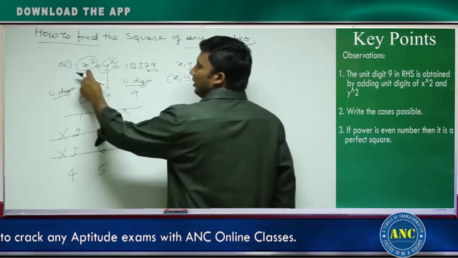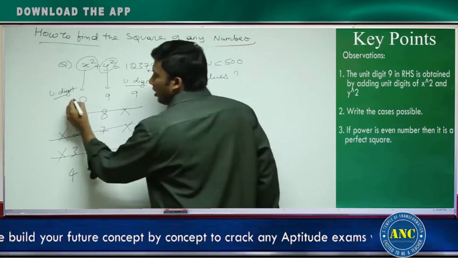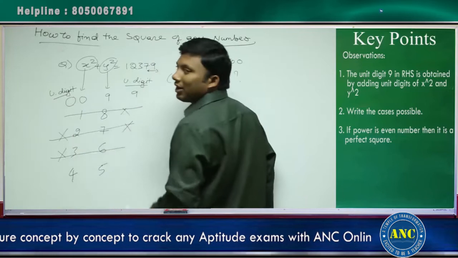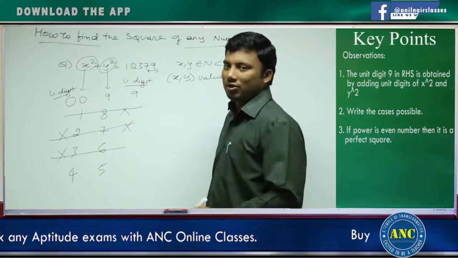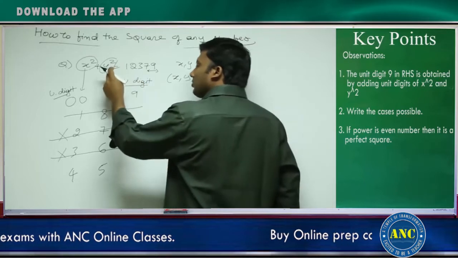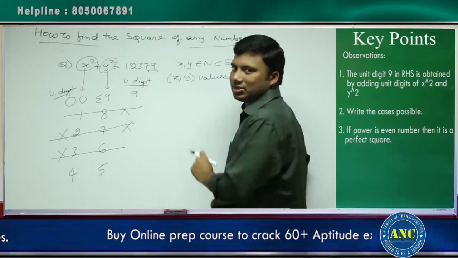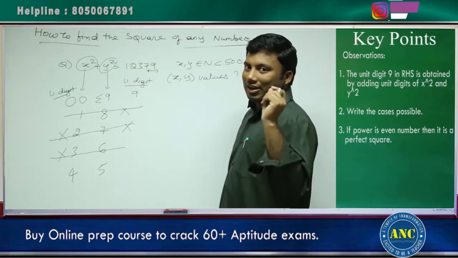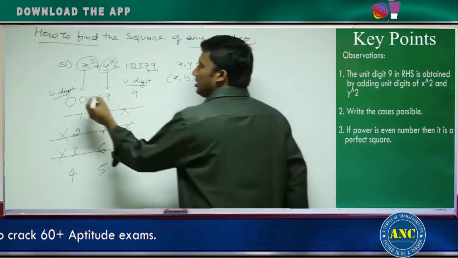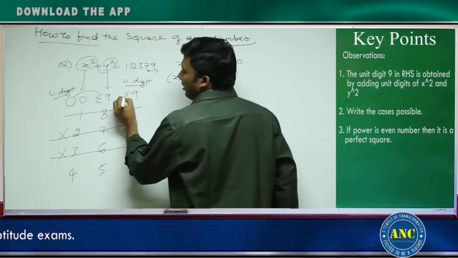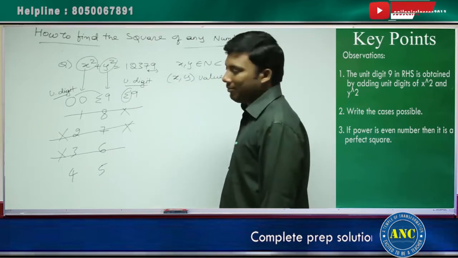Now, x square is ending with 0. Any perfect square ending with 0 always ends with an even number of zeros. 10 square is 100. 100 square is 1 followed by 4 zeros. For any perfect square ending with 9, the tens digit is an even number. Just now we discussed: 7 square is 49, 13 square is 169, 17 square is 289. What is 0 plus even? Even. That means the right hand side tens digit should be an even number.